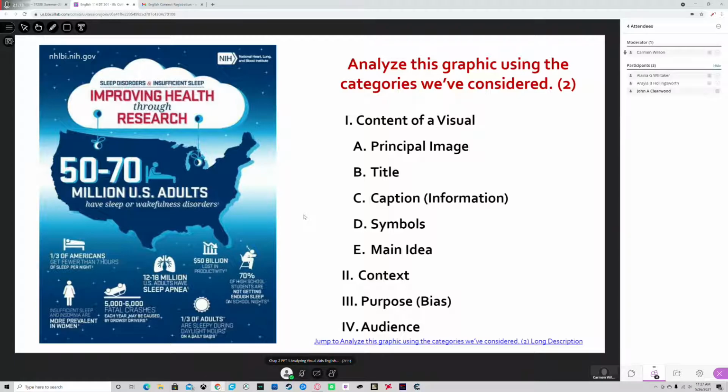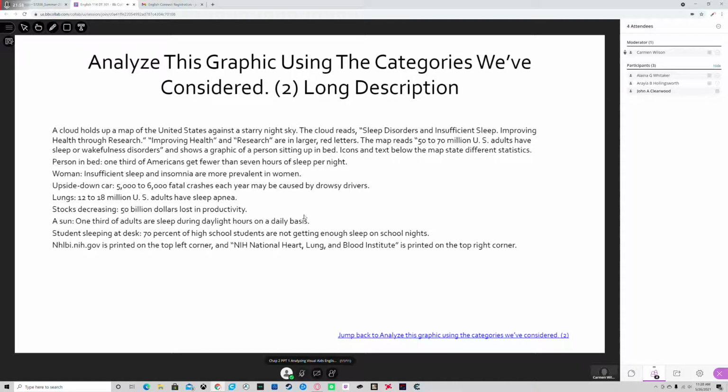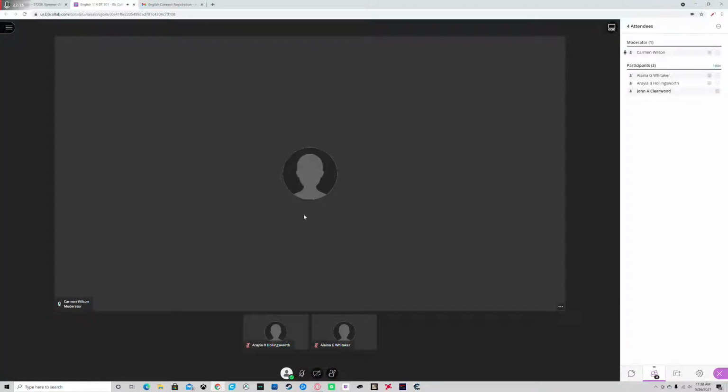The title, principal images, 50 to 7 million adults, and one third, all of these are very important. You look at this info, what does this mean? Okay. Who is this audience for? Well, it's improving health through research. So the audience would probably be scientists, any medical professionals, because they're talking about sleep or wakefulness disorders. So that's one thing that you need to learn to do, which is how to look at your images, how to get the main ideas, who the source is, how to read the information. That's not a hard thing for you guys to do. Just a review. I'm sure you already know how to do it, but that's what they wanted you to know.